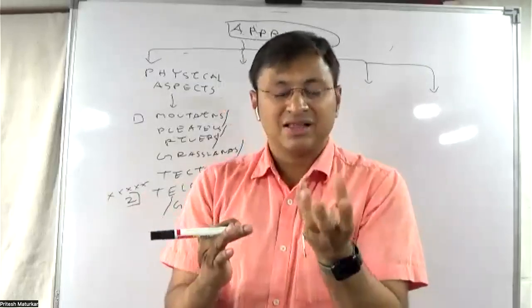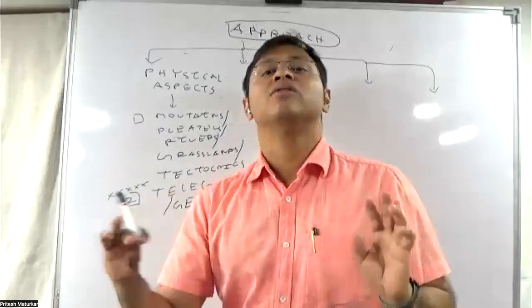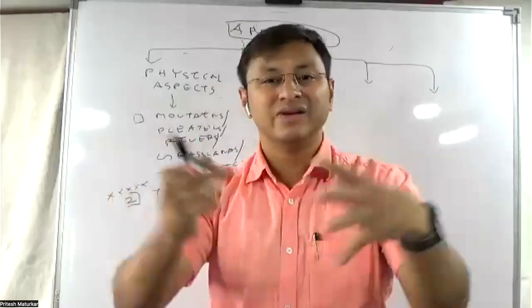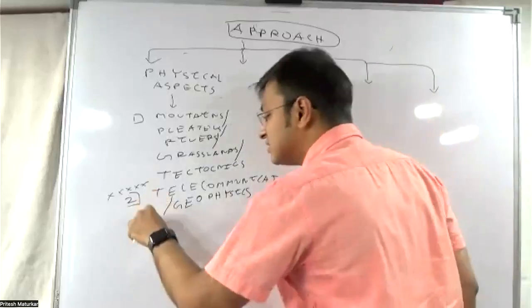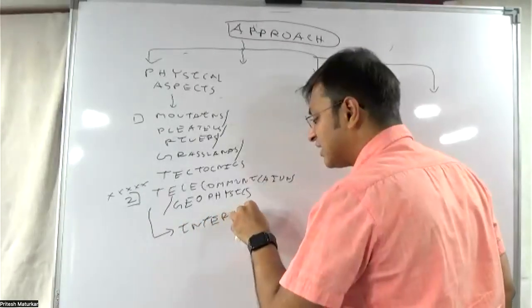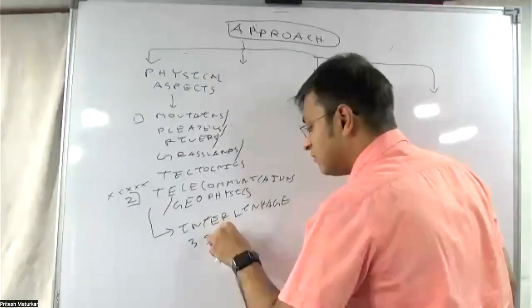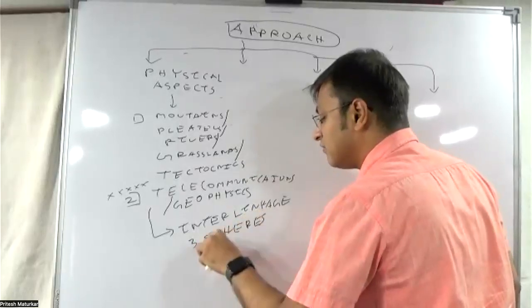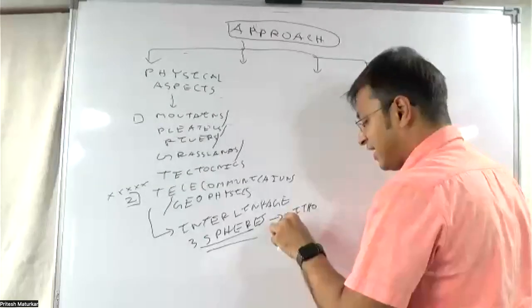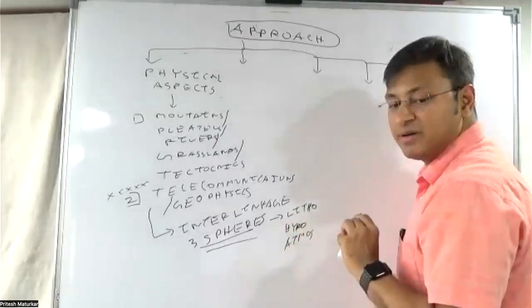This earth, whatever it is, you have three spheres. You have the hydrosphere, you have the atmosphere, and you have the lithosphere. These are all well interconnected. So using technology, we are able to better understand the interlinkage between these three spheres. So telecommunication is nothing but the interlinkage between the three spheres of Earth. You have the lithosphere, you have the hydrosphere and you have the atmosphere. Is everybody comfortable with this?